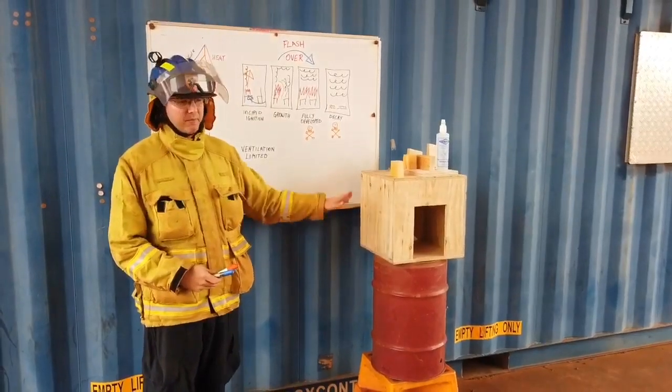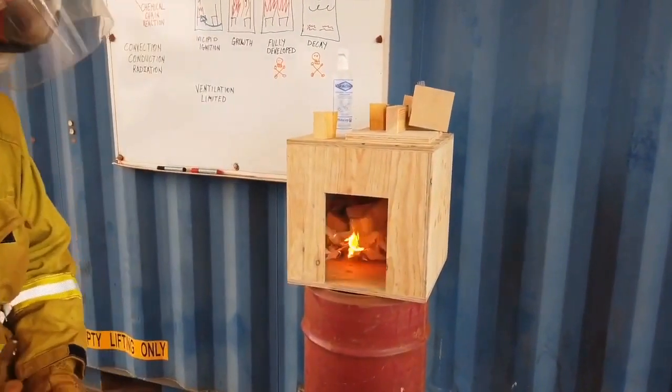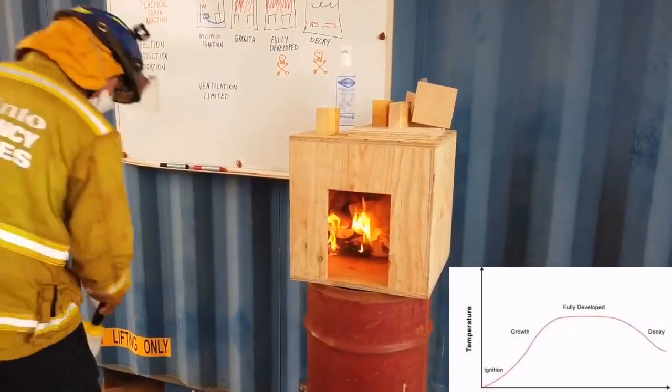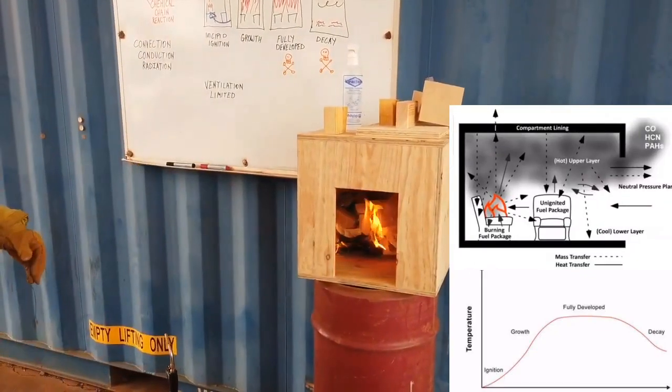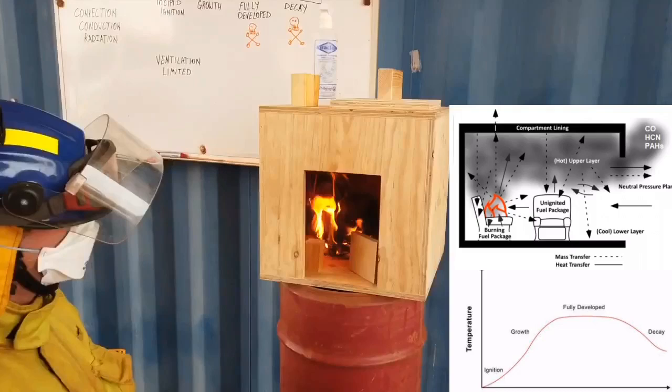fire in the corner, and we'll show a flashover, and then eventually we'll try and get a backdraft. We'll see how we go. So we start off now with the fire in the ignition stage. This is just simulating a fire in the corner of the room. Let's say it's an office chair or a computer, that sort of thing.